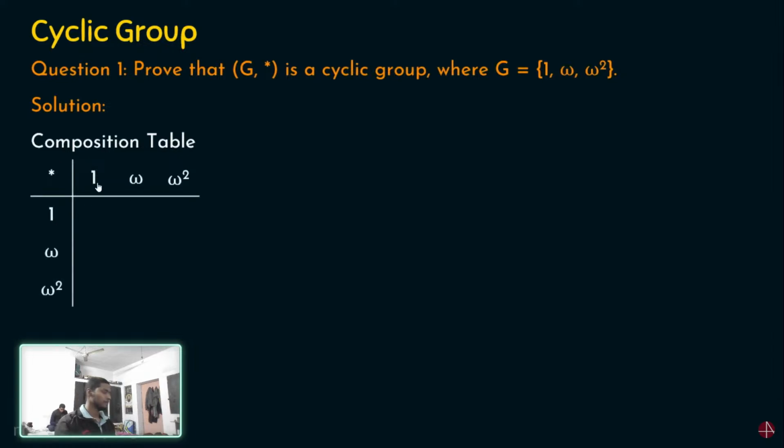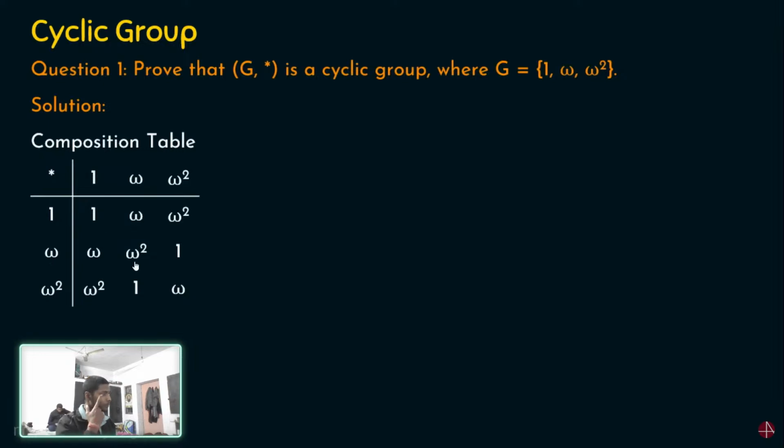Now just see, 1 into 1 is 1, 1 into omega is omega, 1 into omega square is omega square. So this is how we need to fill the table. Let me fill the table. Now I will explain how it works. We know 1 into anything will be the same value, right? So we are not bothered about the first row and the first column. Let's deal with only these 4 values. Let's start with this.